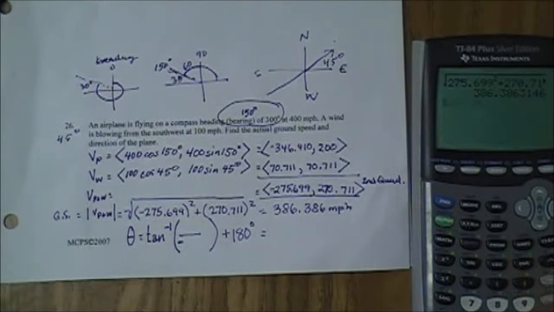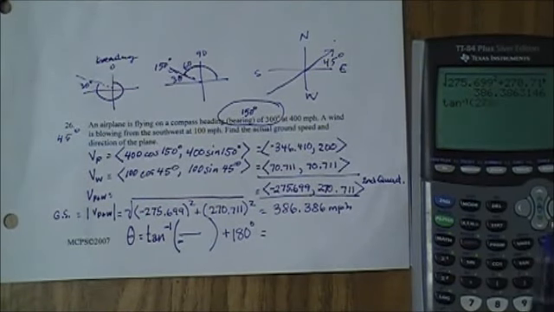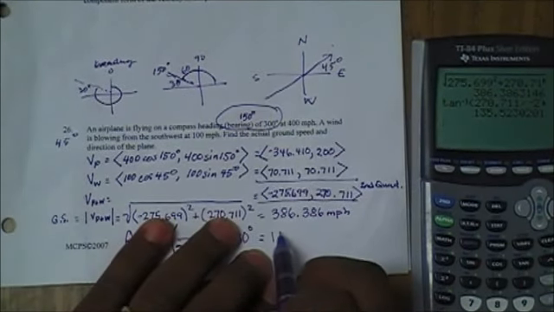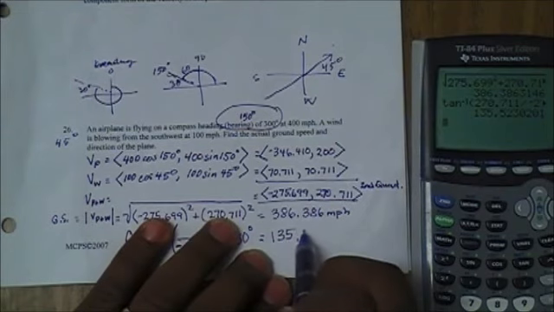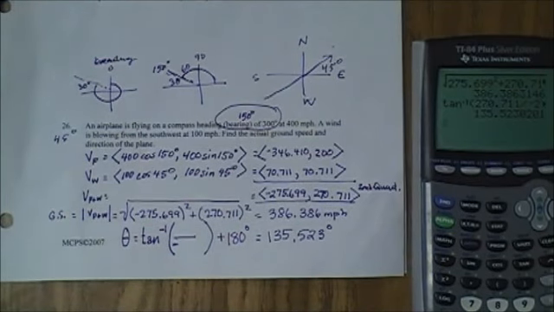Then finding the direction, we have inverse tan of your y value, 270.711 divided by negative 275.699. Close it, plus 180. And we get 135.523 degrees, to three decimal places.